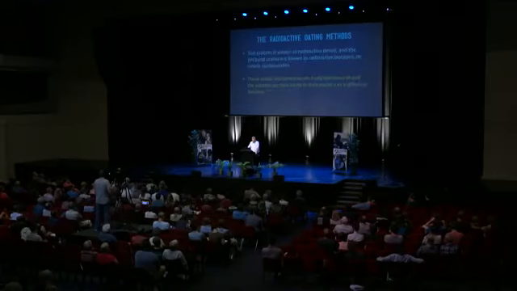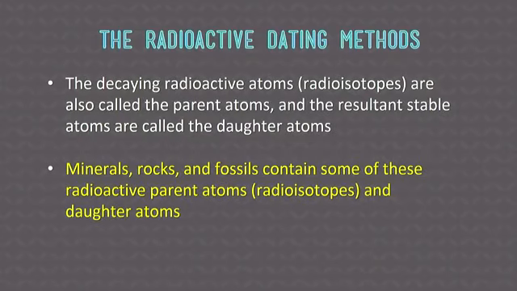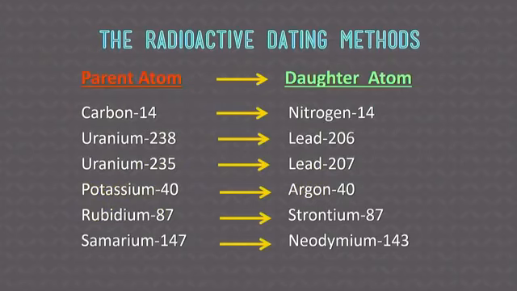This is the radioactive decay process, where these decaying atoms, known as radioactive isotopes, or radioisotopes for short, decay from unstable atoms of one element into stable atoms of a different element. The decaying radioactive atoms are called parent atoms, and the resultant stable atoms are called daughter atoms. I'm just giving you some of the terminology. Now, minerals, rocks and fossils contain some of these radioactive parent atoms and the daughter atoms. Now, the method that you've probably heard about is carbon-14.